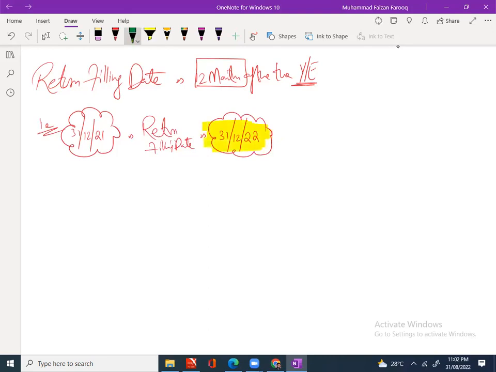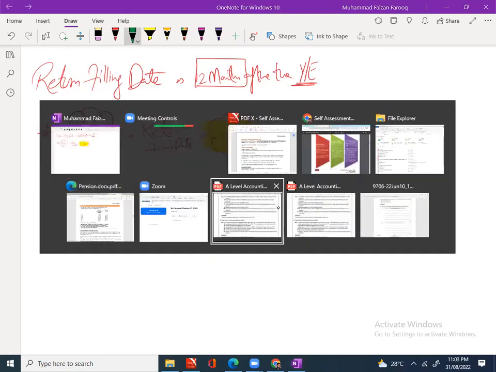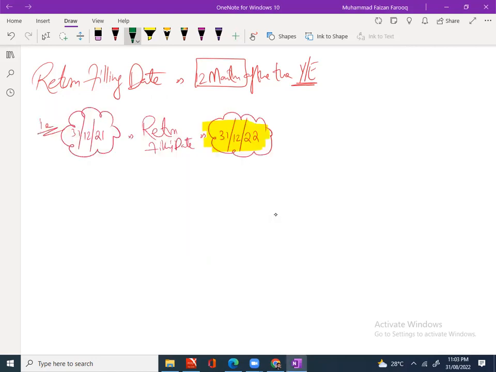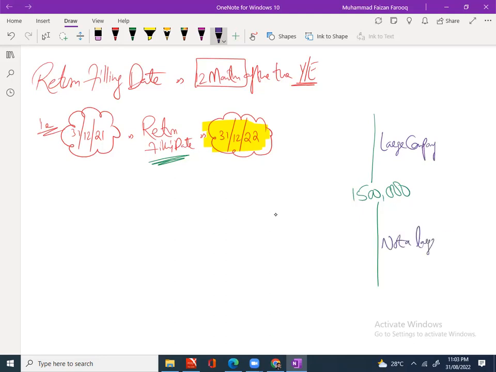But when should I pay the tax which I am reporting? In the return, you are reporting to government, hey government, this is my tax amount. But when am I required to pay it off? There are two options. The option depends on the size of your company, and the size of a company is defined as large company and not a large company.